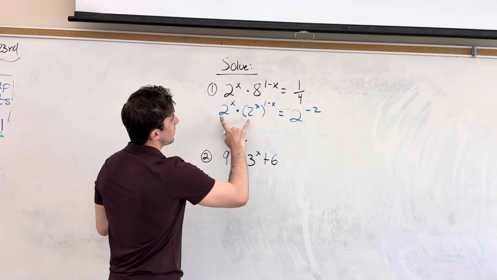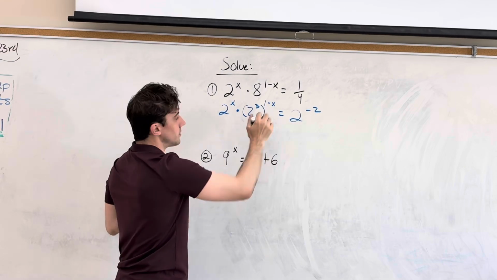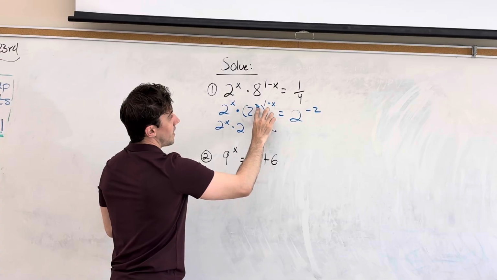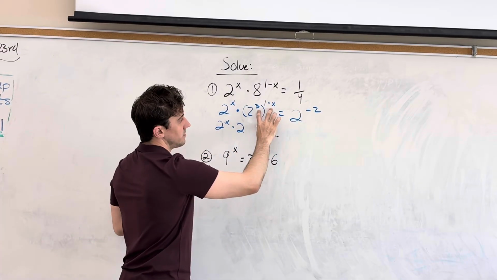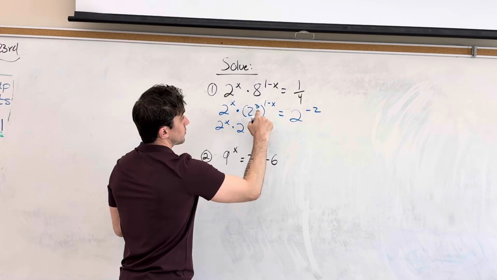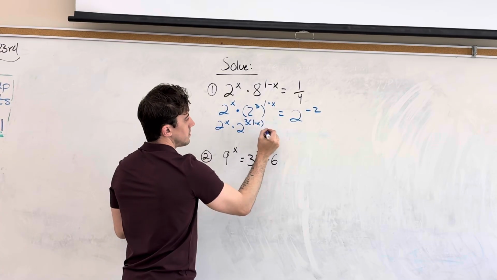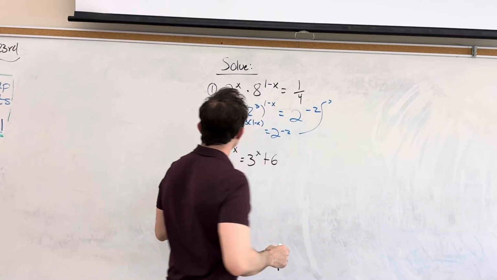So when we multiply by the same base, well, first of all, we have a power to a power in this term here. So we'll have 2 to the x times 2 to the, when we have a power to another power, we multiply the exponents. And so we'll have 3 times 1 minus x. And that's equal to 2 to the negative 2. I'll finish off over here.